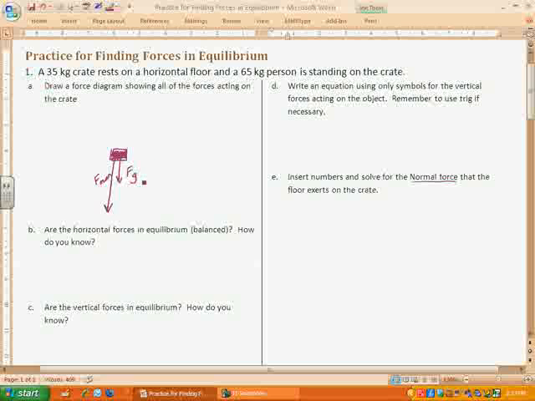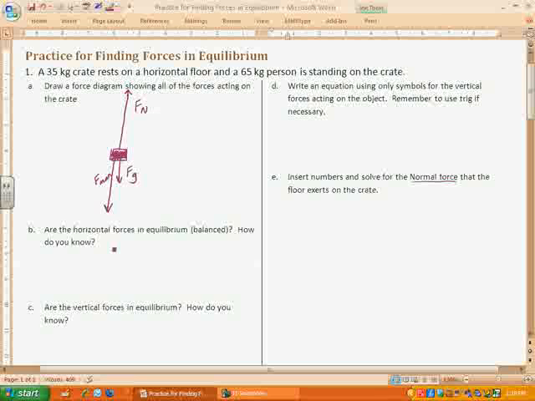Now, obviously the crate is sitting on the floor, so the floor is going to be pushing up. This normal force obviously has to be approximately equal to the sum of the other two forces. So there's our force diagram. There are no other forces acting on it, and therefore we're done.